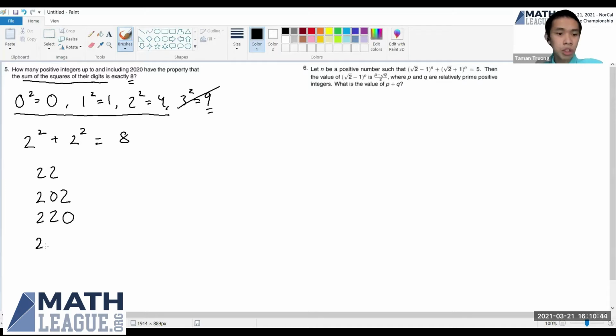For 4-digit numbers, we have 2002 and 2020. And we stop here because we include 2020. And so there are 5 numbers that satisfy the property that's given in the question.